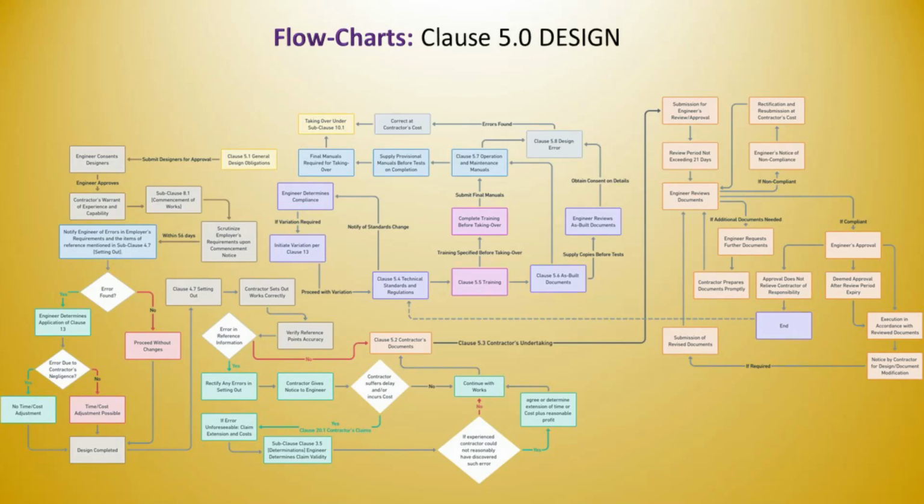Engineer determines claim validity. The engineer reviews the claim to determine whether the error was indeed unforeseeable and whether the contractor is entitled to an extension of time and/or additional costs. And adjustments to contract if necessary. If the engineer agrees with the contractor's claim, adjustments to the contract terms, such as an extension of time or additional payment, may be necessary.